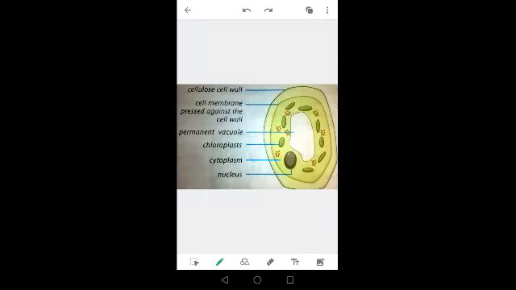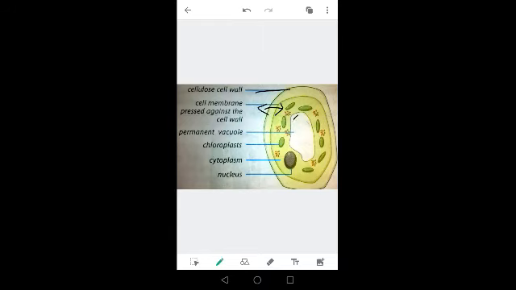Moving towards our diagram. Here's a diagram of the cell where they have given us, this is the cell wall, cellulose cell wall. What does the cell wall do? It keeps the plant rigid. It keeps the plant cell wall rigid. And this is the cell membrane. It controls what goes in and what goes out.